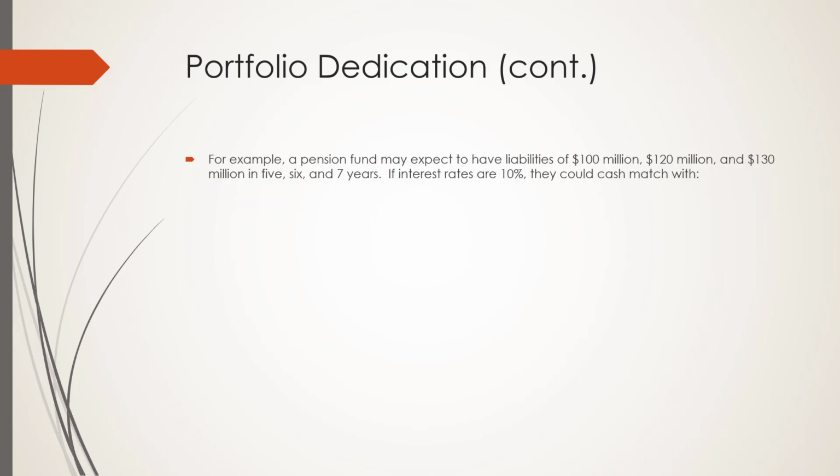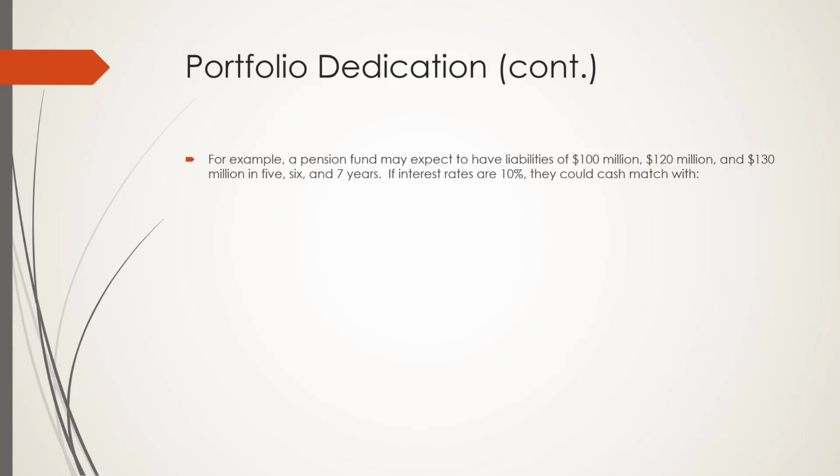So let's look at a quick example. Assume that you have a pension fund that has liabilities of $100 million, $120 million, and $130 million in 5, 6, and 7 years from now. Let's assume that interest rates are 10% for simplicity. Then what we want to do is buy a 5-year zero coupon bond with a face value of $100 million, a 6-year zero coupon bond with a face value of $120 million, and a 7-year zero coupon bond with a face value of $130 million.